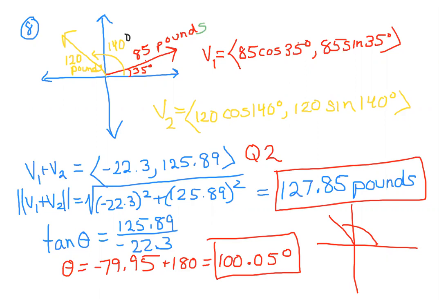Okay, let's look at number 9. Two cranes are lifting a statue. Crane A is pulling with a force of 600 pounds at an angle of 35 degrees to the left of the statue. Crane B is pulling with a force of 750 at an angle of 50 degrees to the right of the statue. All right, so let's draw our picture. Here's our statue, and here's our horizontal.